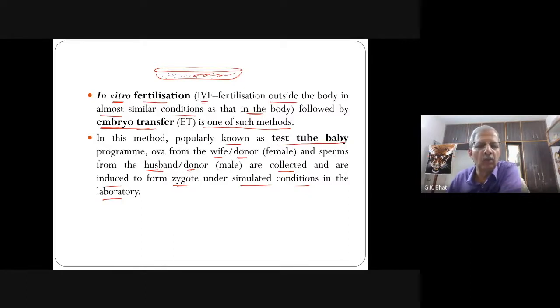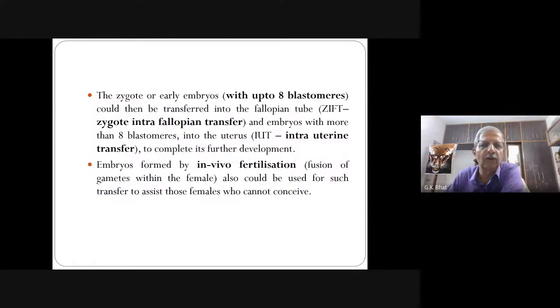It may be the ovum of that wife and her own husband's sperm, or if her ovum is not properly formed, another woman's ovum and her husband's sperm, or if her husband's sperm is not properly formed, some other donor's sperm. Of course, there is a sperm bank, and sperms are available there. So this is what is done during in vitro fertilization and embryo transfer.